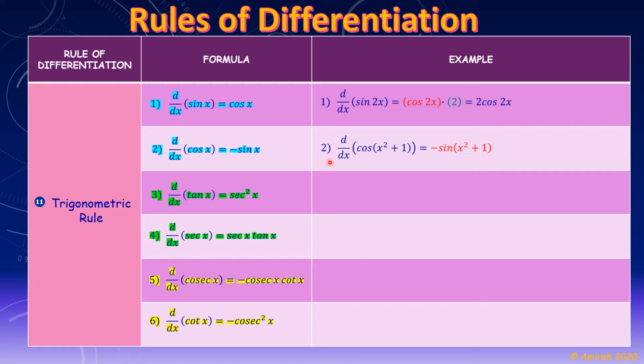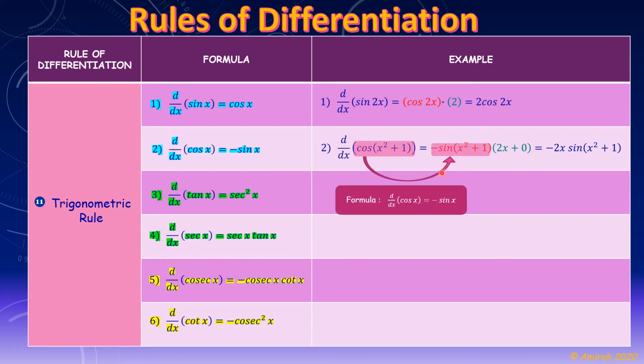Example 2. How to differentiate cos of x squared plus 1. The answer is negative sine of x squared plus 1 times 2x plus 0. How do we get this? First step, we refer to the formula. The derivative of cos single x is negative sine single x. So when we differentiate cos of x squared plus 1, the answer should be negative sine of x squared plus 1.